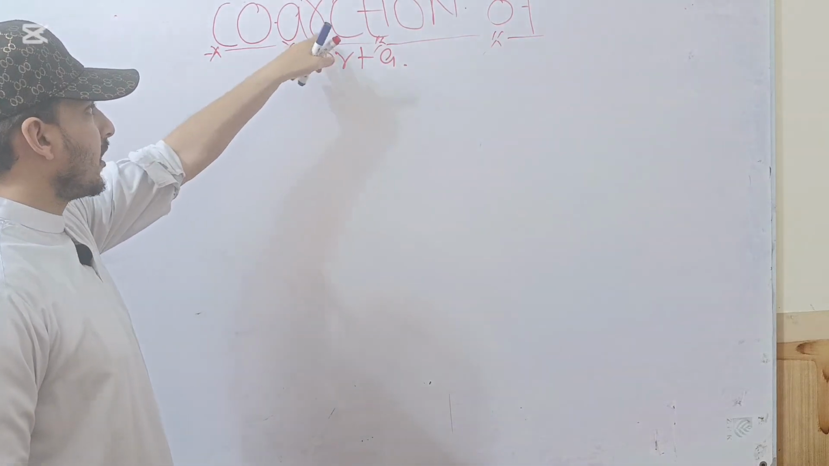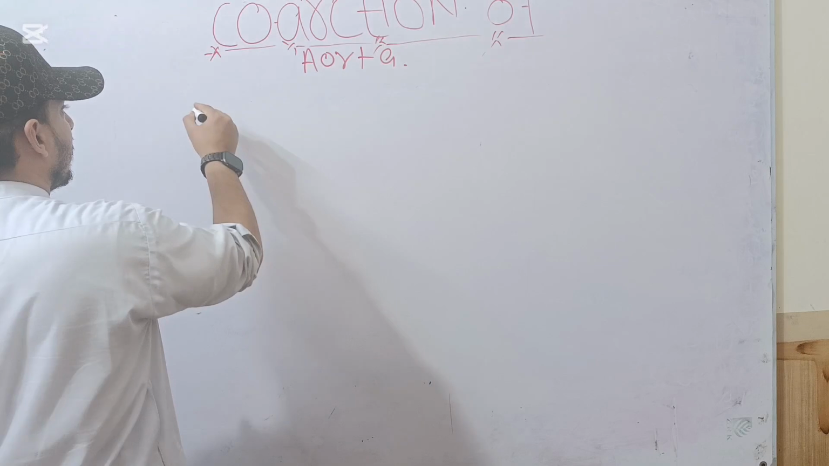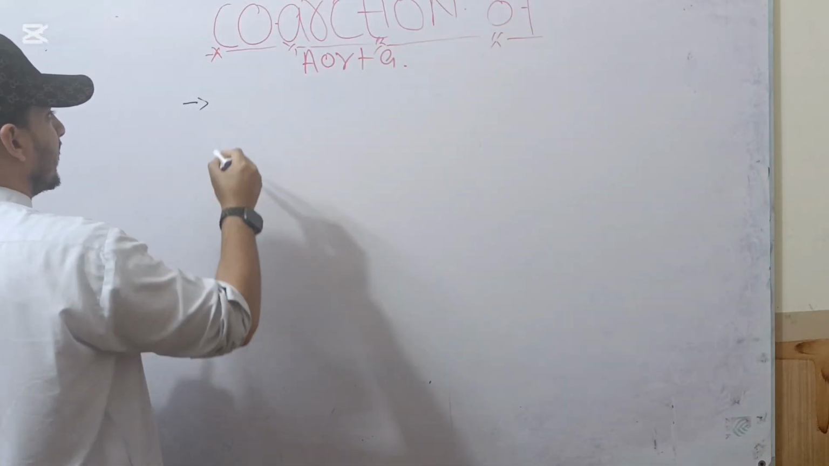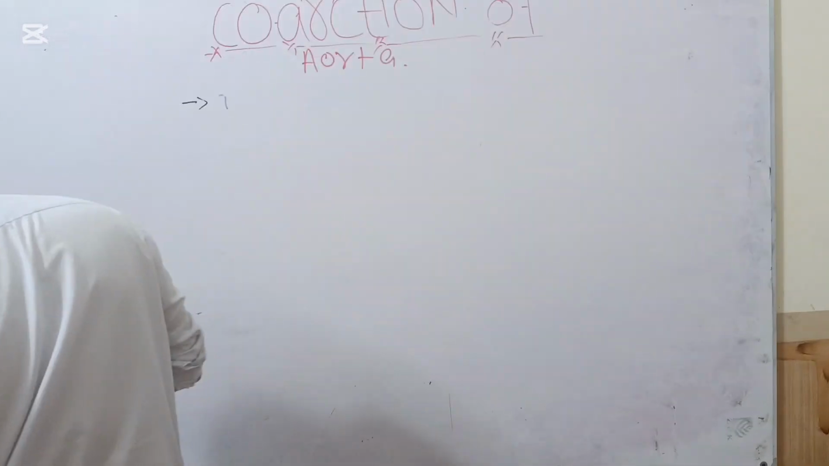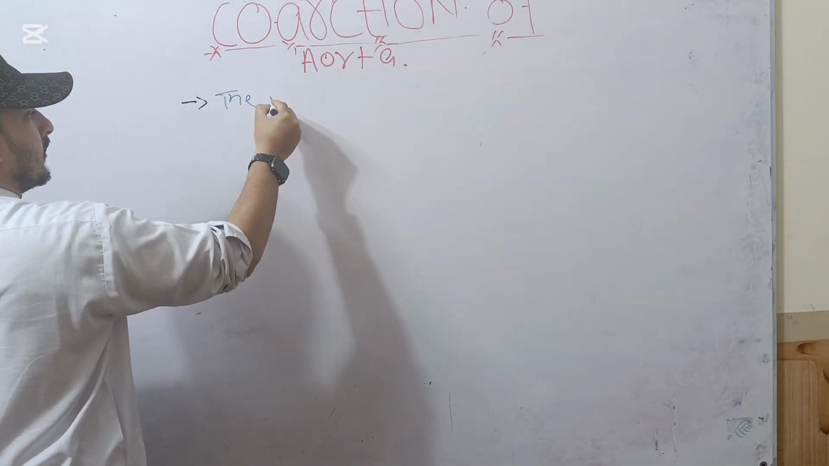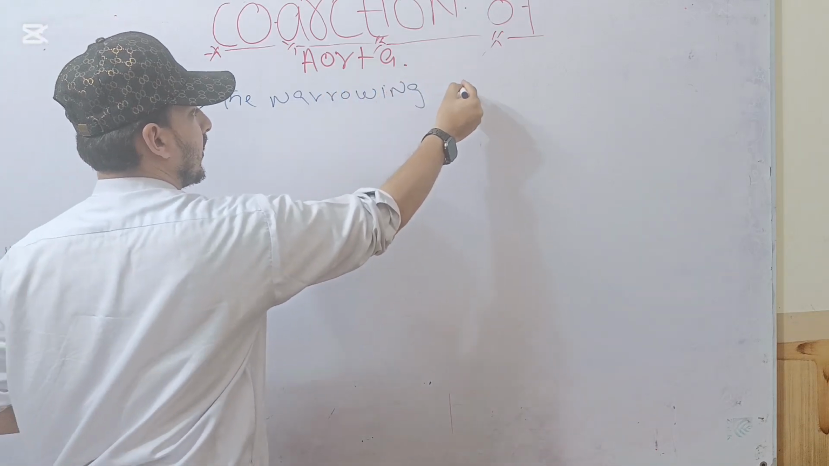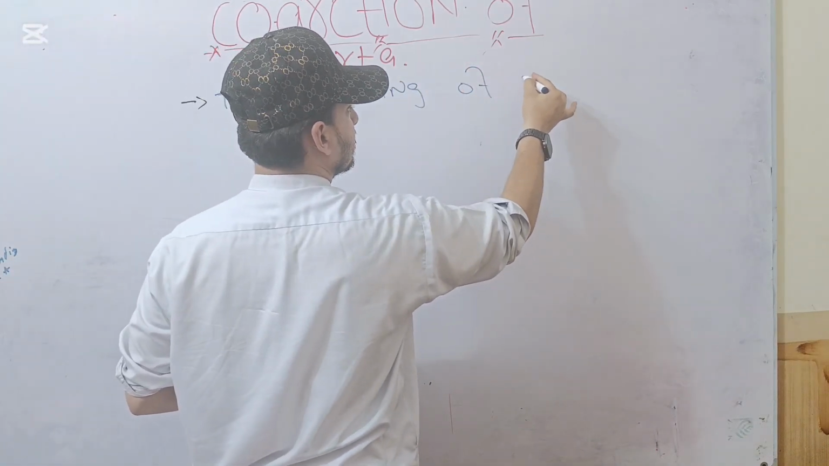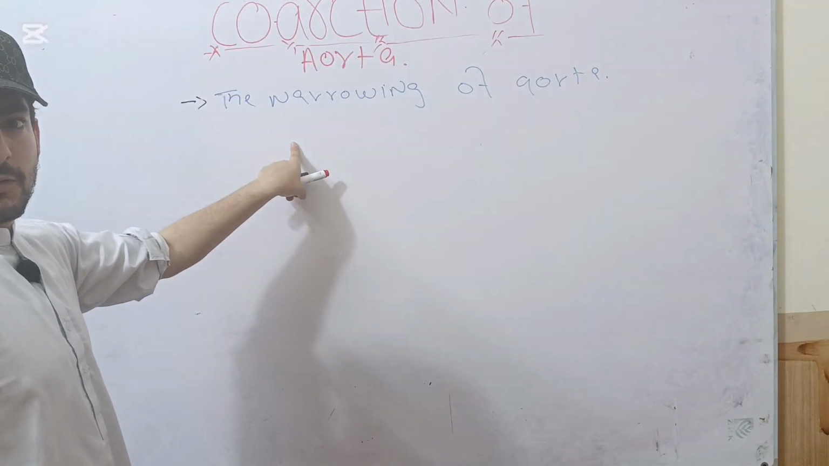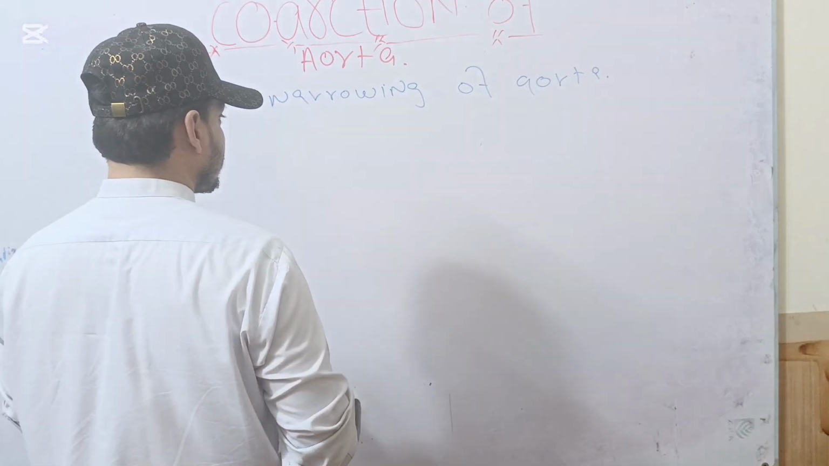Today our topic is coarctation of aorta. So what is the coarctation of aorta? Let's write the definition: the narrowing of the aorta is called coarctation of aorta. What happened? Let's continue to our diagram.